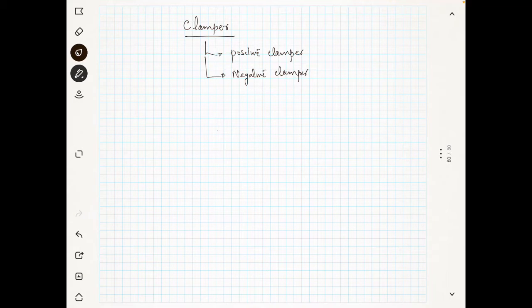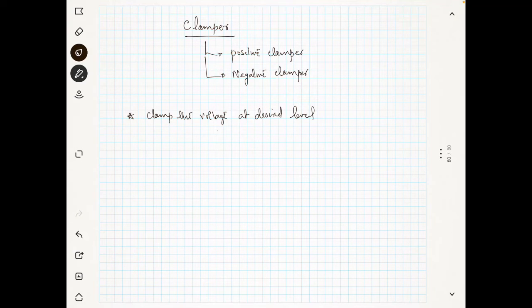So what is the application, what is the use of this clamper? The clamper is a circuit which is used to clamp the voltage at a desired level.